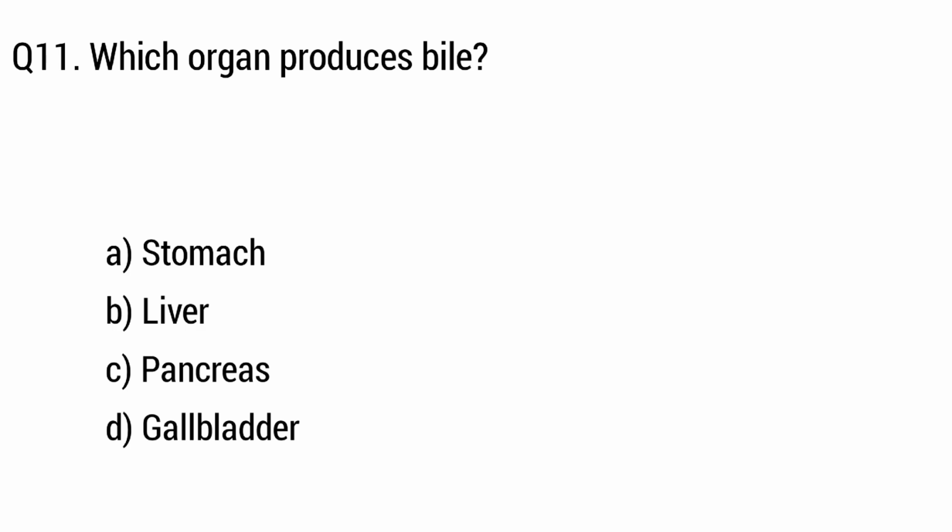Question 11. Which organ produces bile? Option A. Stomach, B. Liver, C. Pancreas, D. Gallbladder. But the right answer is option B. Liver.